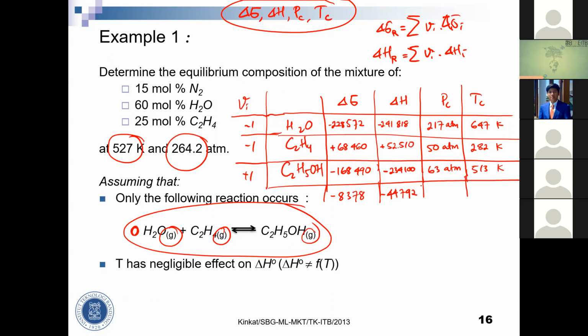What you need to evaluate first, from the delta G, is the K. I write it as K298, or the standard K. You can calculate it using K298 equals exponential of minus delta G over RT. And what is the T here? This one is 298 because this is the standard condition.